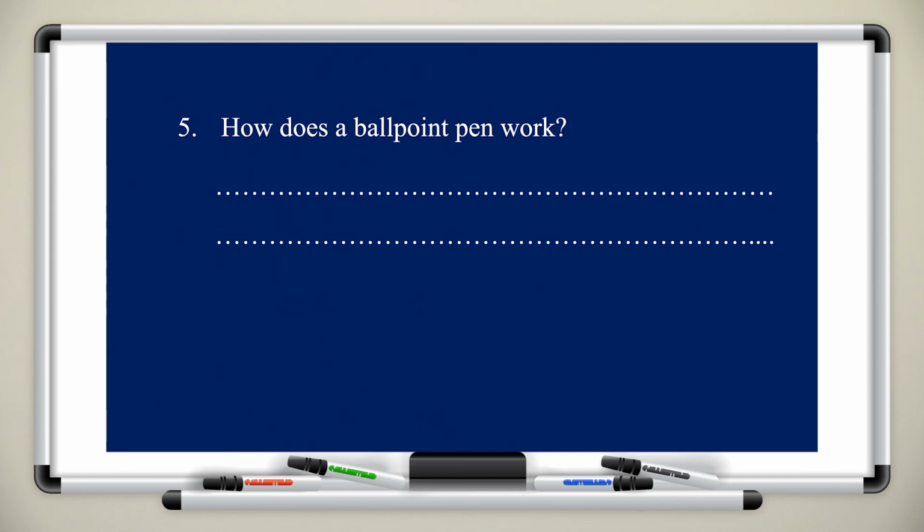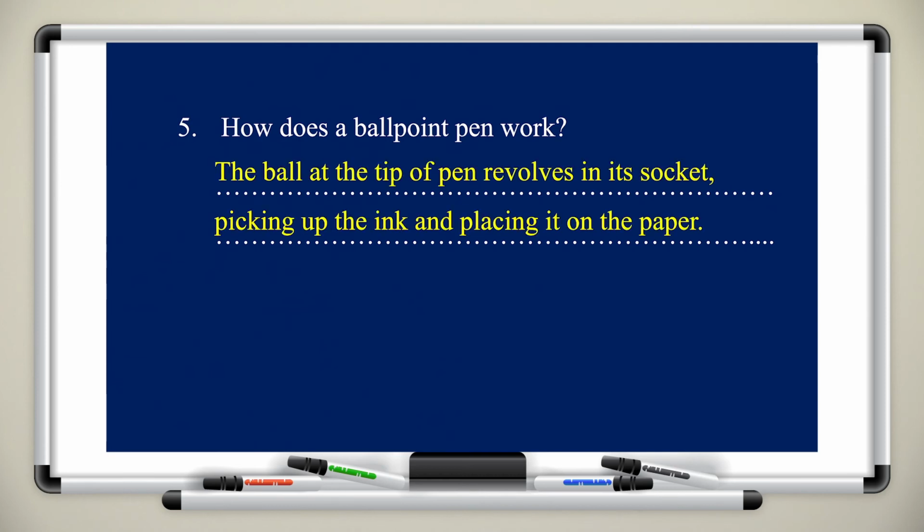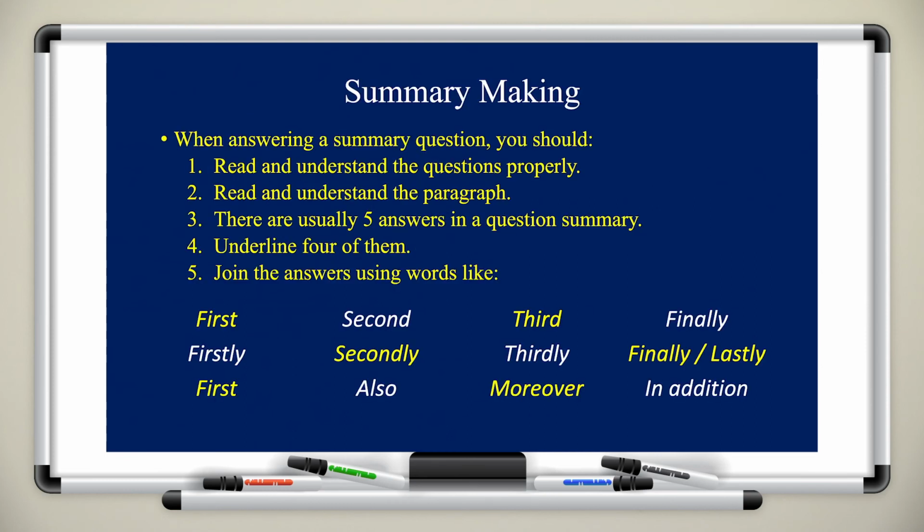If you understand the passage, you can tell me how it works without going back to the passage. Of course, the ball at the tip of the pen revolves in its socket, picking up the ink and placing it onto the paper. Okay? So you can write your own statements here. Now, let's go to the summary making.